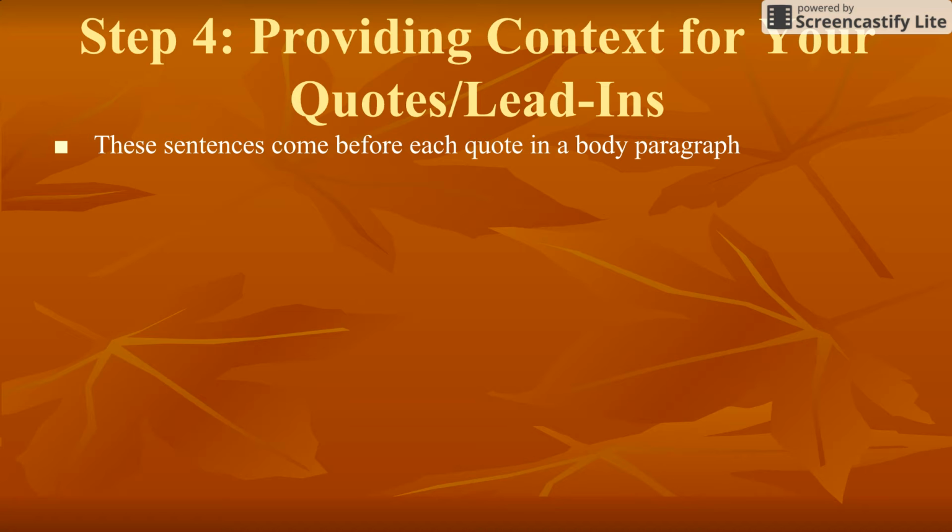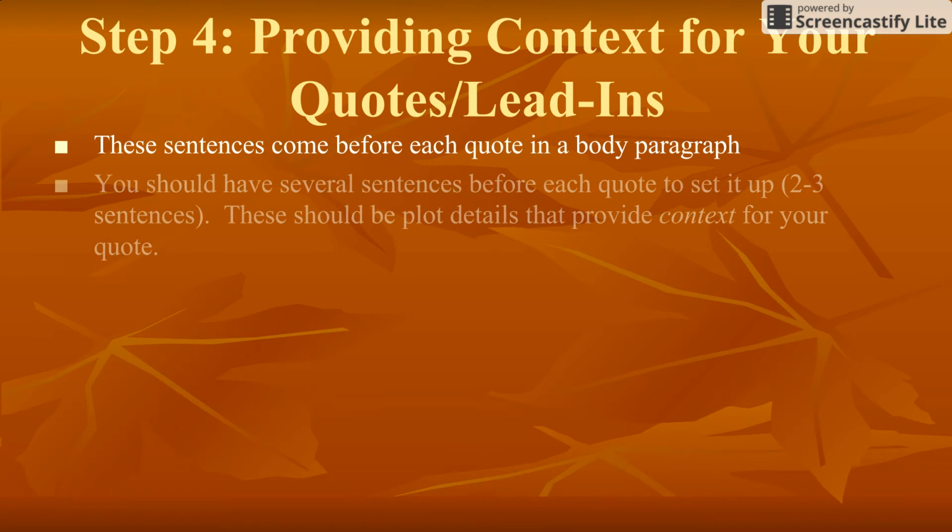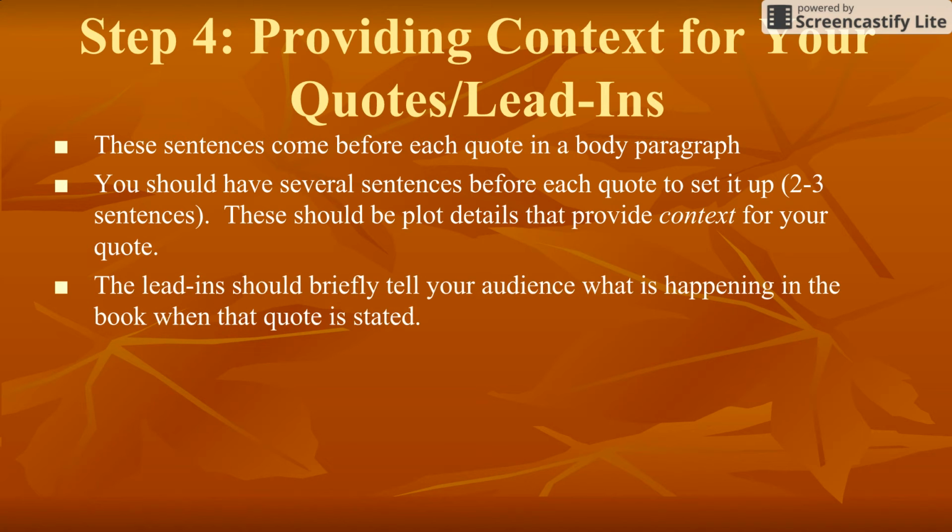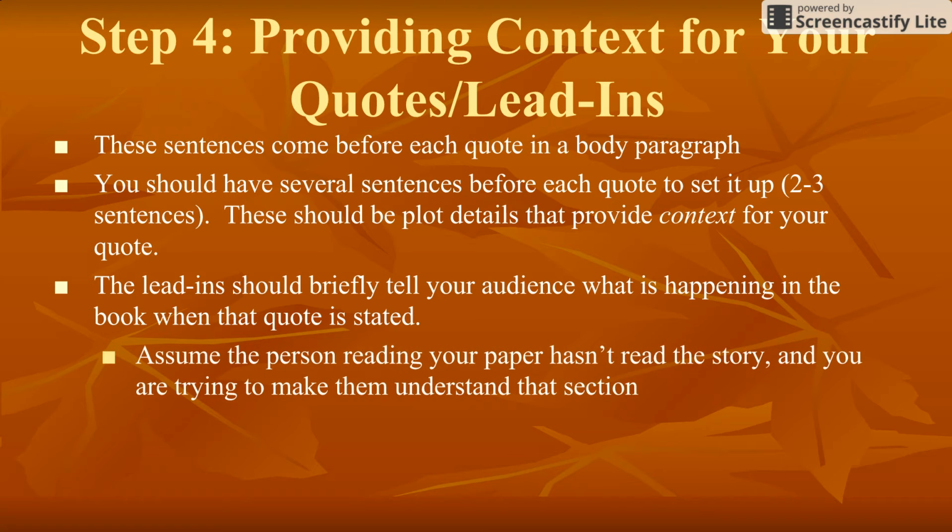So these are the sentences that come before each quote from the novel in a body paragraph. You should have several sentences, approximately 2 to 3, before each quote, and these should be plot details that provide what we call context for your quote. Essentially, it should briefly tell the audience of your paper what's happening in the book when that quote is used or stated, because we can't assume that the person reading your paper has read the book.